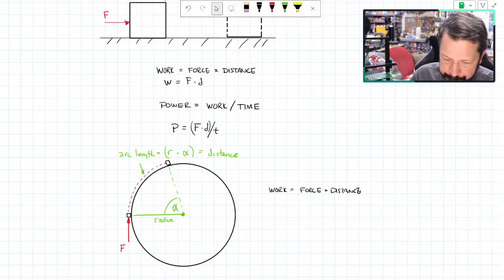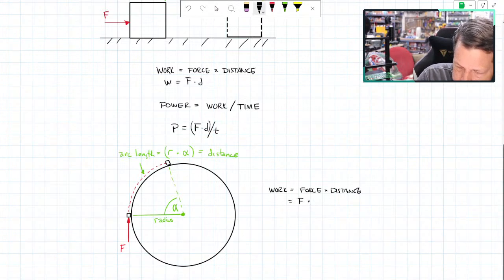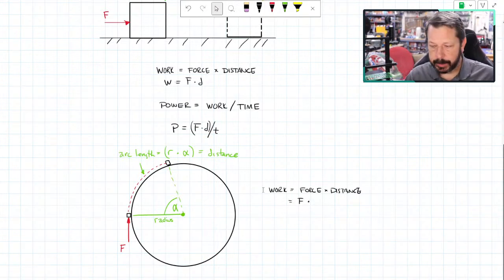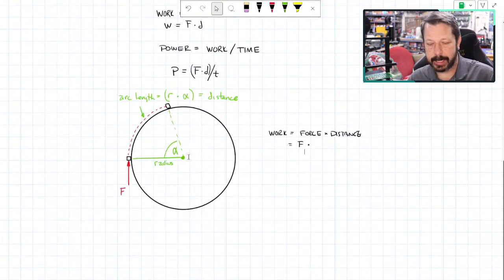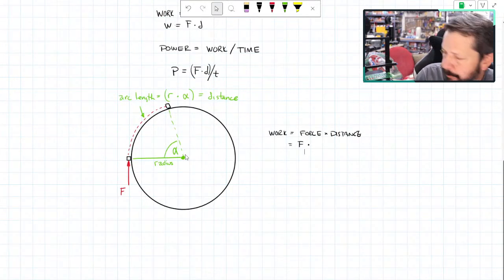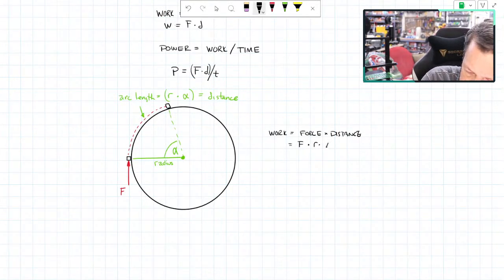So now we're good. Work equals force times distance. So here the force is still F, and the distance, instead of being just D like it was up here, is now this arc length, which I have an equation for that says R, sometimes it's R theta, but I didn't want to use theta because we're already using theta for angle of twist. And this is not talking about it twisting. This is the shaft spinning. It's freely moving in this one. That's why I used alpha. So R times alpha.